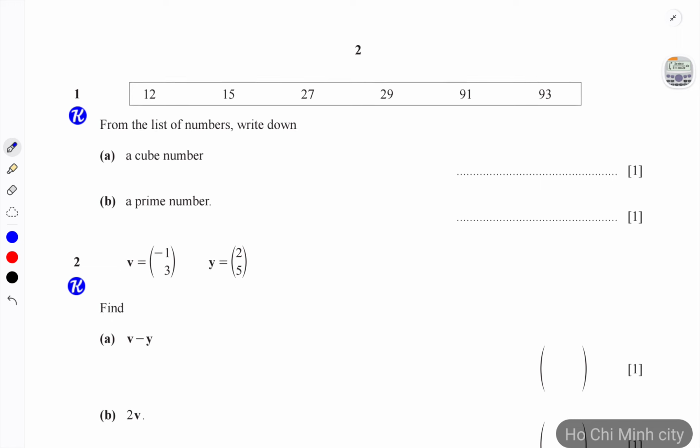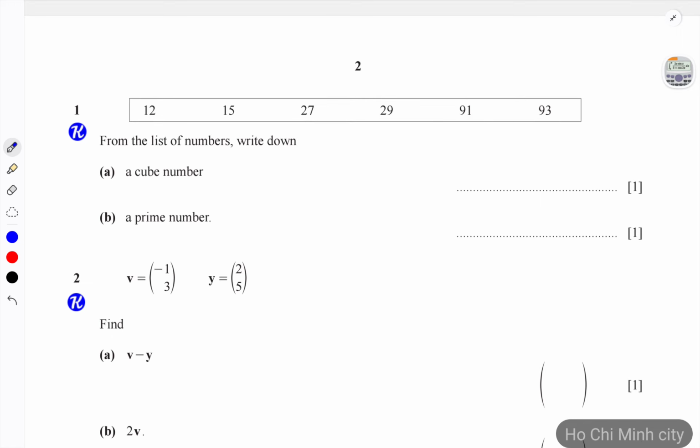All right, the first question. From the list of the numbers, write down a cube number. So a cube number would be 27, right? Because 3 cubed is 27. And a prime number. As we know, a prime number has only 2 factors, that is 1 and itself. So that is number 29.